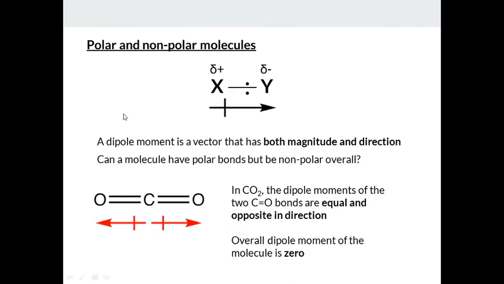For example, carbon dioxide is a very good example. The dipole moments of the two C double bond O bonds are equal and opposite in direction, since the two C double bond O bonds are equivalent. And the geometry of the molecule is linear. The overall dipole moment of the carbon dioxide molecule is thus 0.